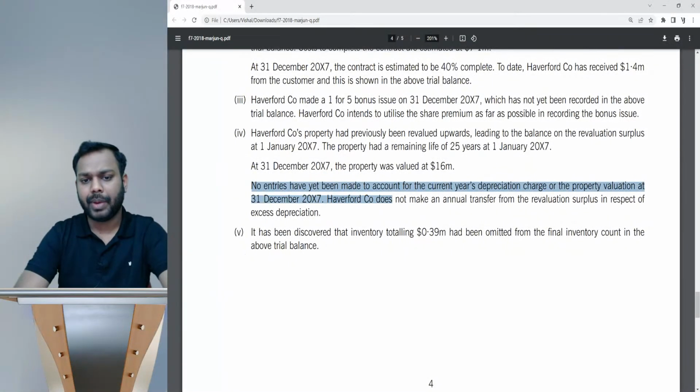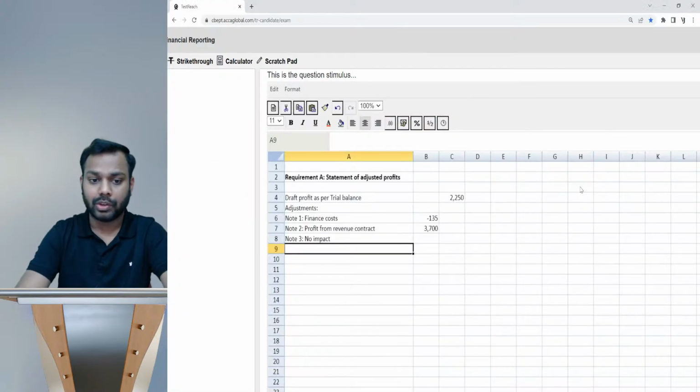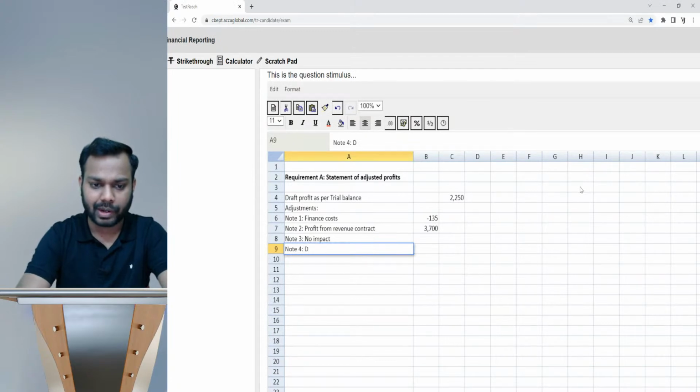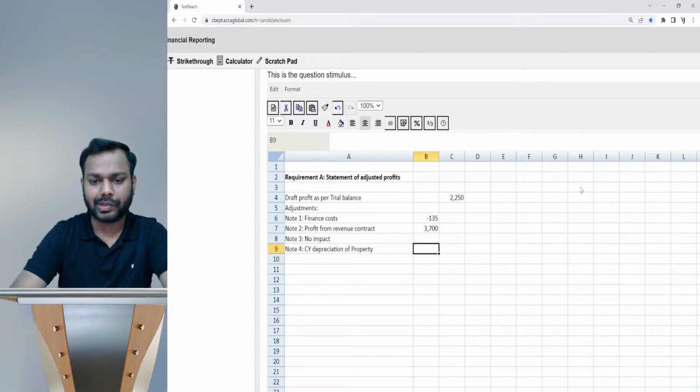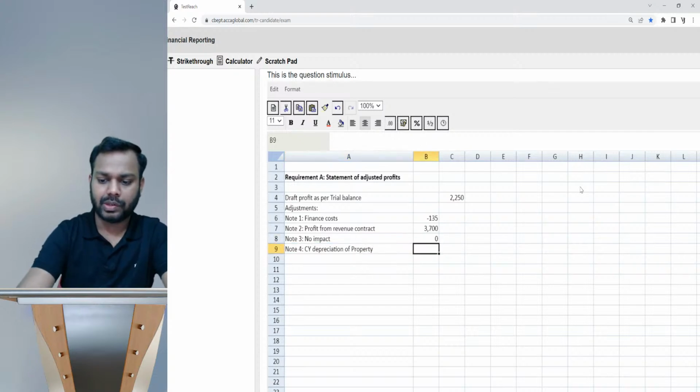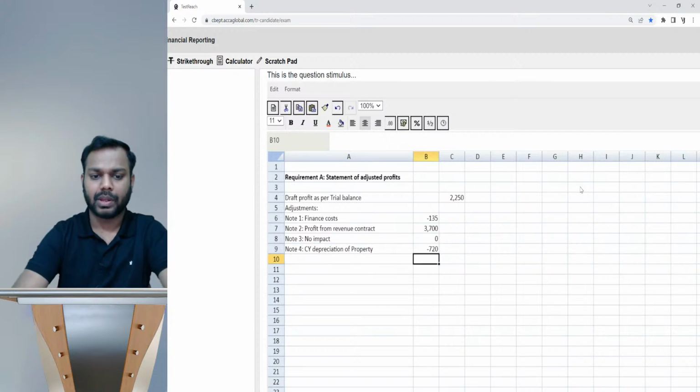No entries have been made to account for the current year depreciation. Okay, current year depreciation is not accounted for, so as part of note 4, we will have to do the accounting for depreciation. Current year depreciation of property, that is how much? 720. This is 0, this is negative 720, right?